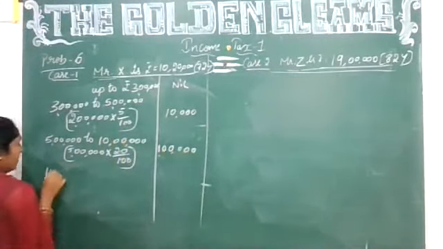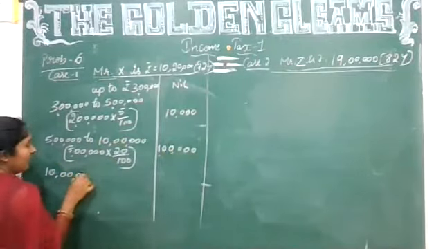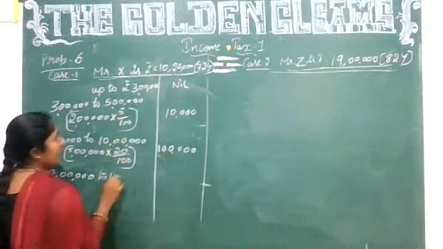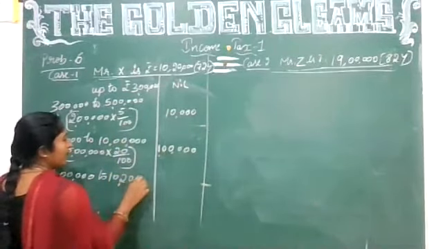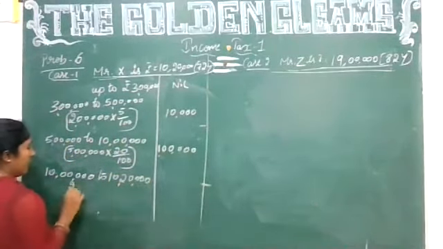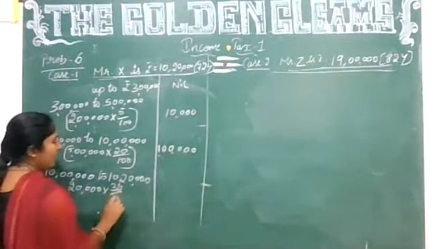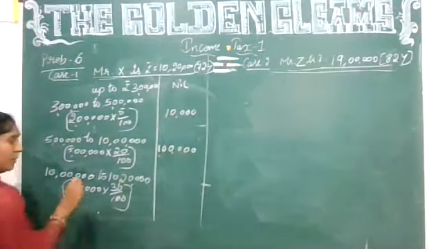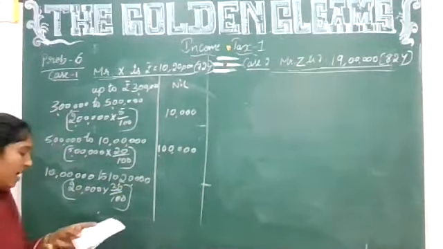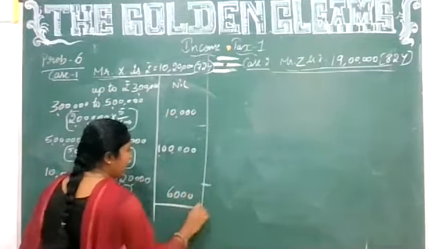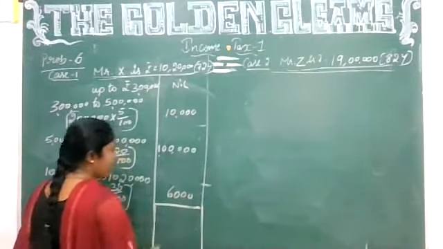The next one, above 10 lakh, 30%. The 10 lakh to 10 lakh 20,000, that is 20,000 into 30 divided by 100. The amount is 6,000.